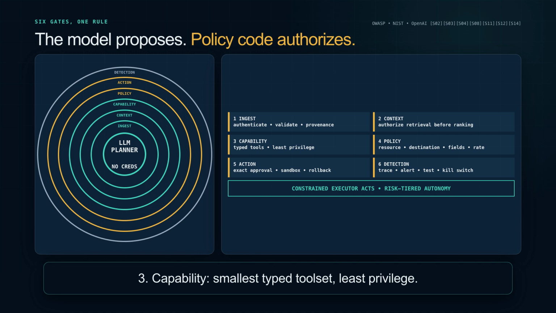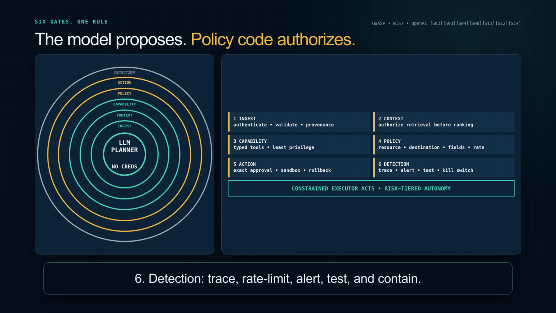Policy: validate each proposed resource, destination, field, amount, and rate. Treat model output as untrusted input, and apply egress allowlists and DLP. Action: show a human the exact recipient, data, and consequence for high-impact work, and sandbox code, browser, and file operations. Detection: log provenance, tool calls, approvals and denials, rate limit, alert, test complete workflows, and support rollback and a kill switch. The rule is simple: the model proposes, policy code authorizes, a constrained executor acts.